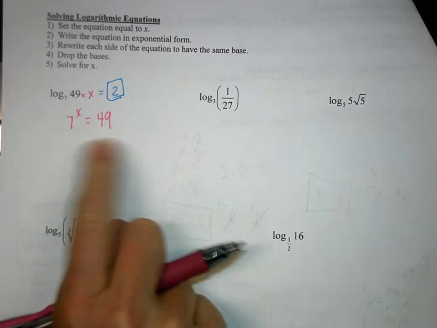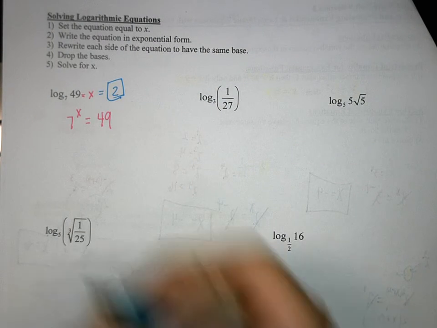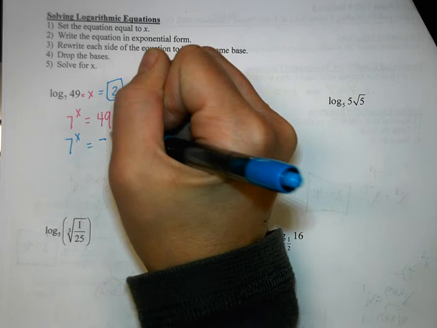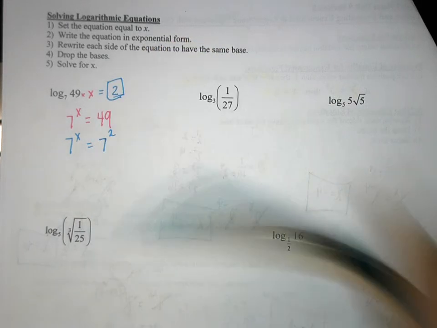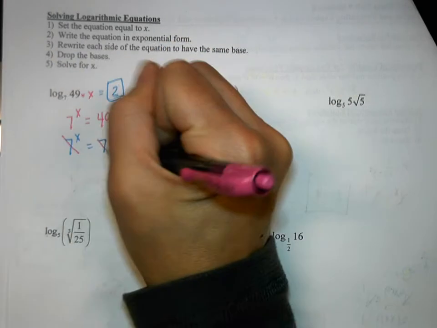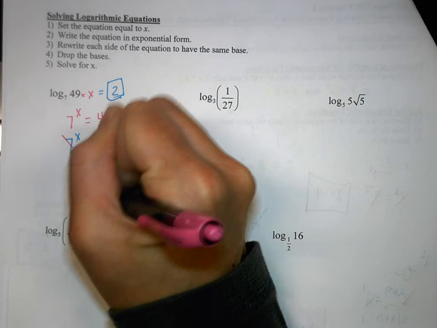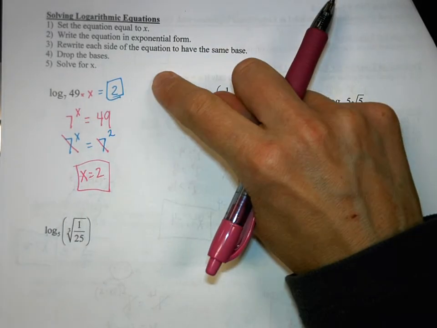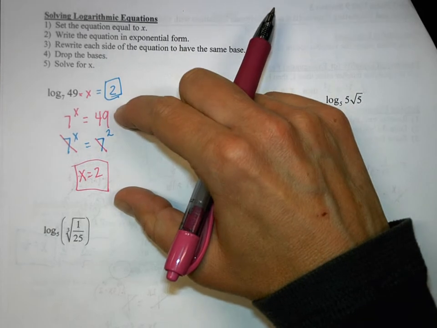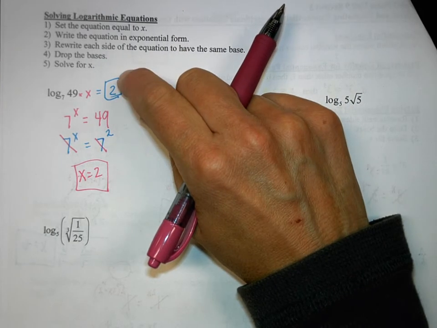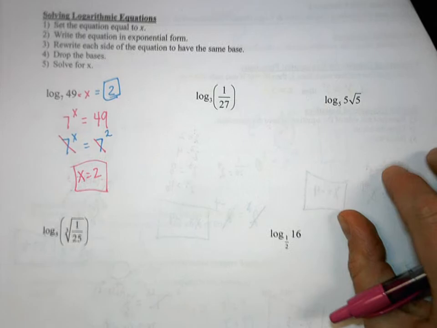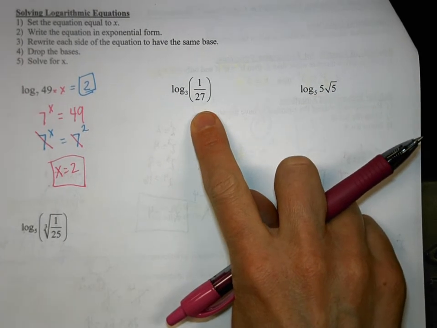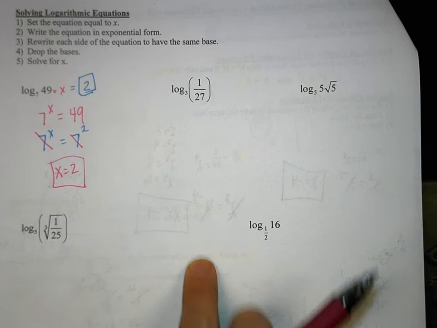Then we would want to rewrite these with common bases. So 7 to the x equals 49, and 49 is 7 to the second power. Then you can drop the bases and x equals 2. On a problem like this, if you know the answer, I'm okay with you not going through this process and putting that the answer is 2. Okay? On this problem, do you guys know what this answer is? It is -3, but we're going to go ahead and go through this process as well.